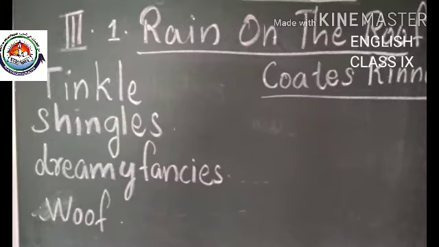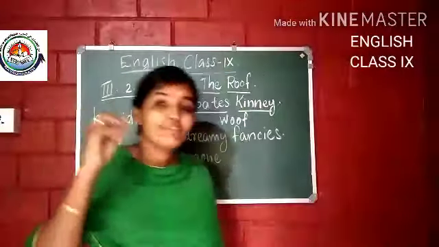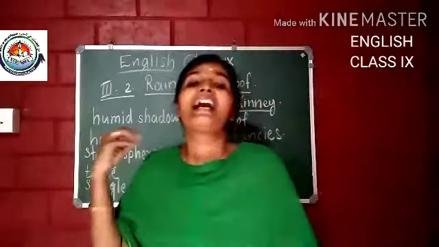Tinkle meaning is the slight sound of water drops falling on the roof. Shingle means the short surface, the rooftop. And then the next word is dreamy fancies. Those memories, beautiful memories and the fancies or the imagination. And the next word is woof. Woof means yarn.